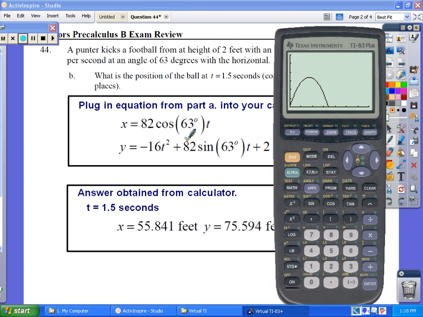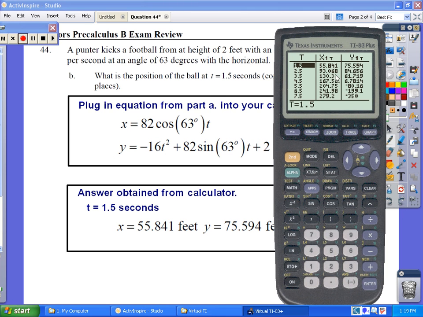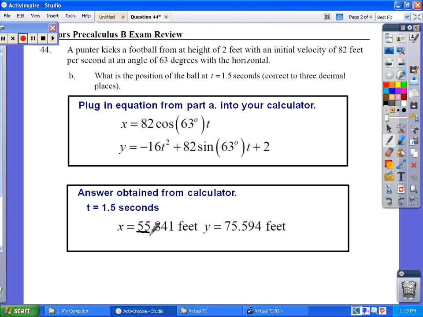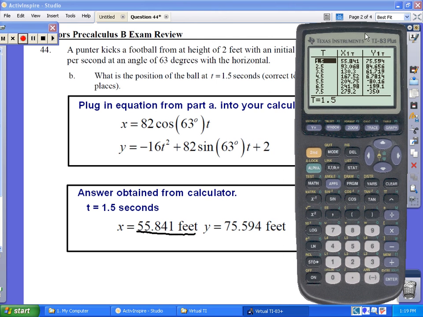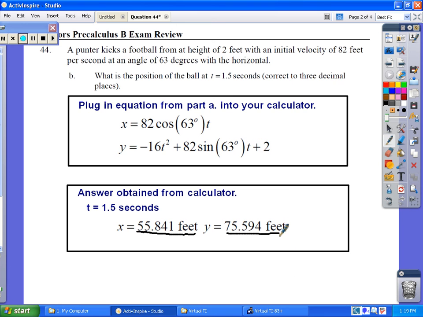And they want to know what it is at t equals 1.5 seconds. The easiest way to do that is go to second table setup, put in 1.5, and then go to second table, and let's see what our answer is. Okay, so x equals 55.481 feet. We got that from the calculator. And then 75.549, that's the y value we got from the calculator.